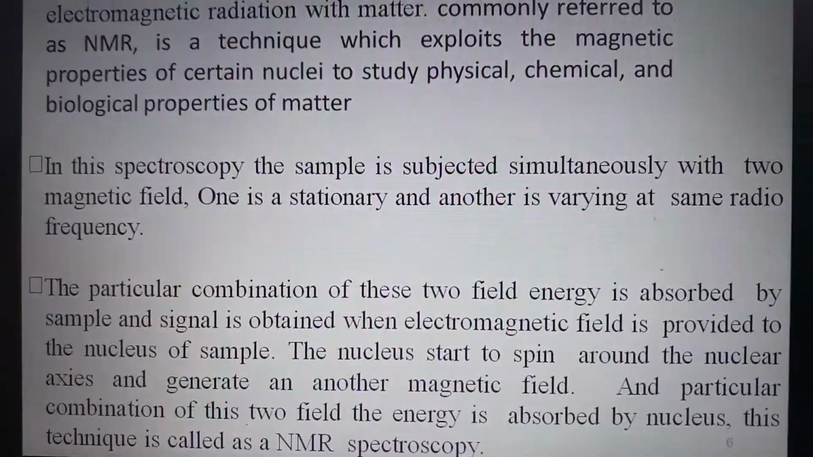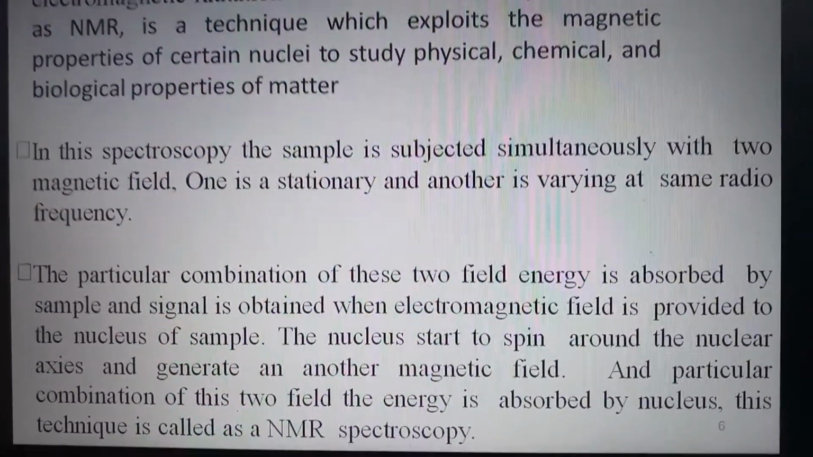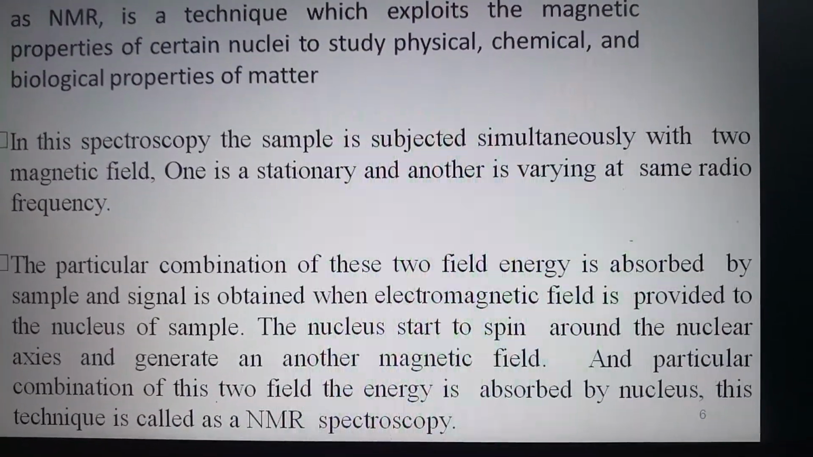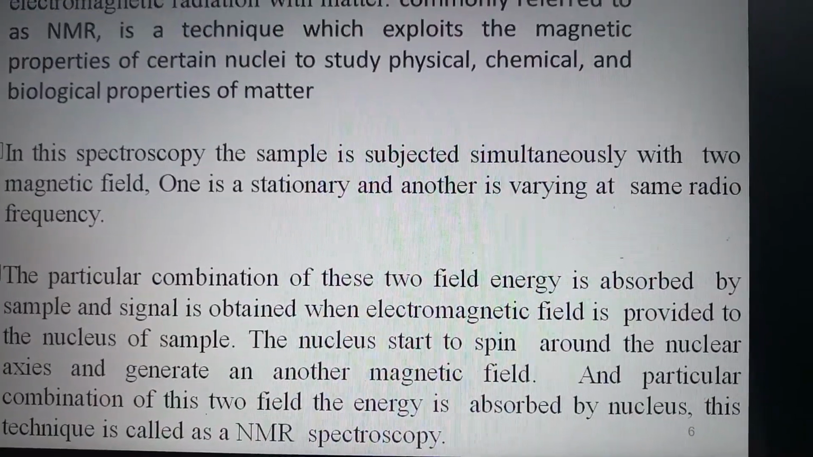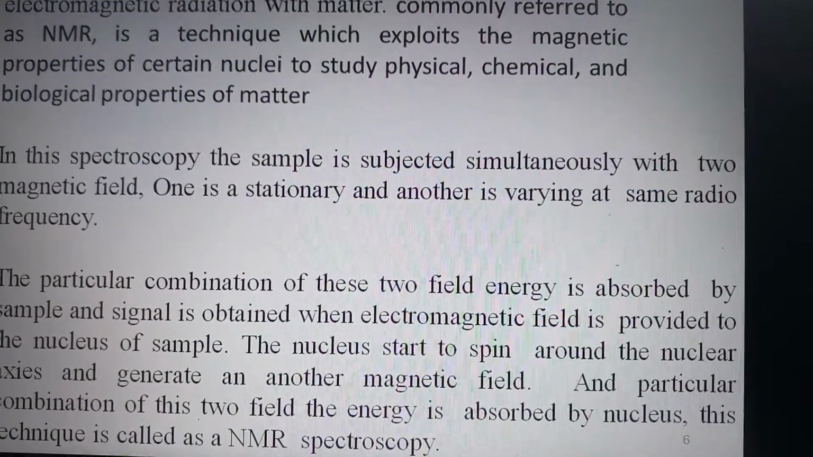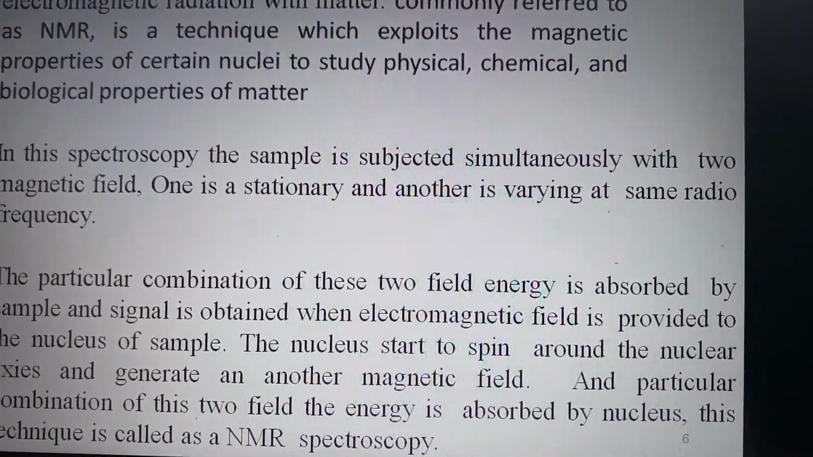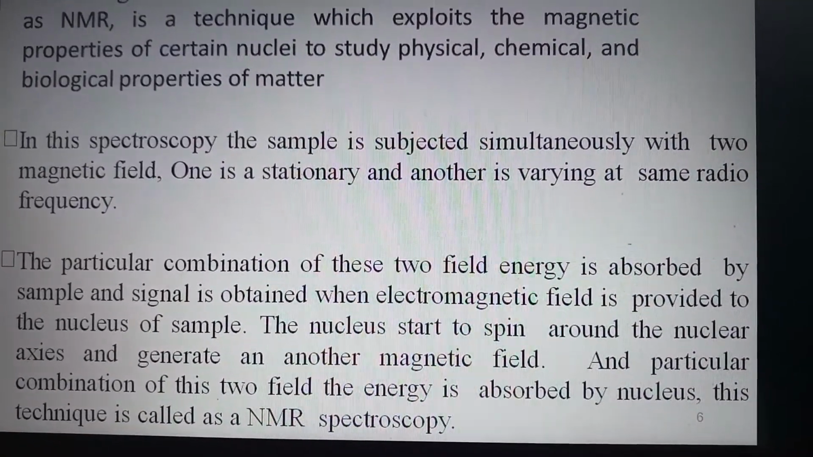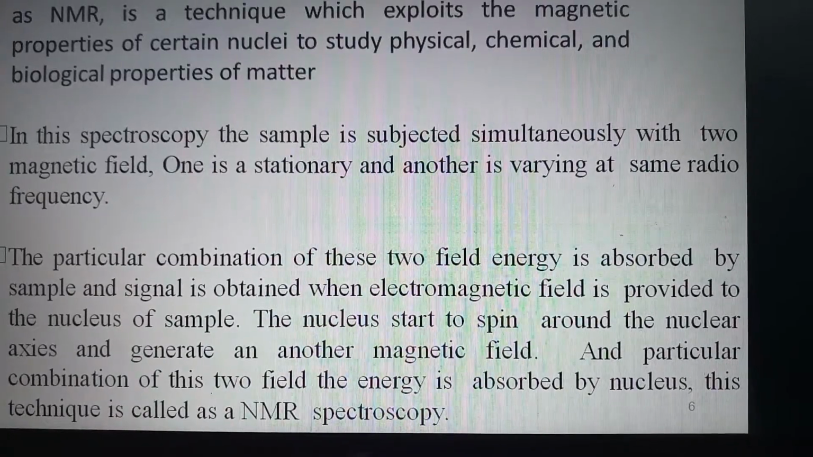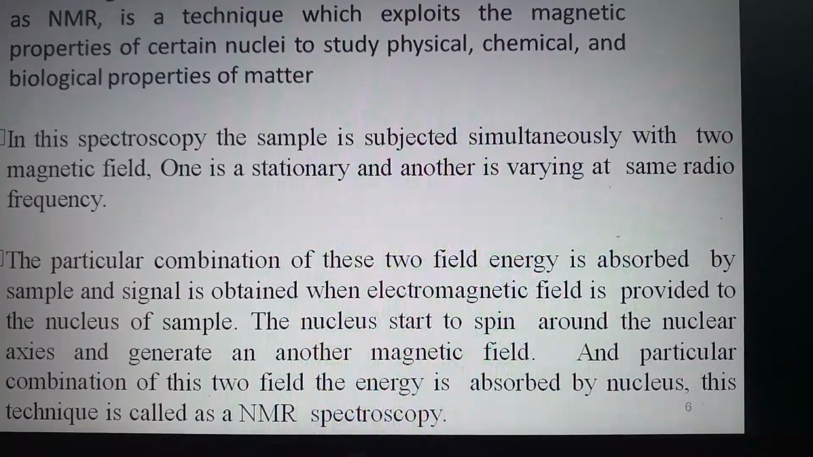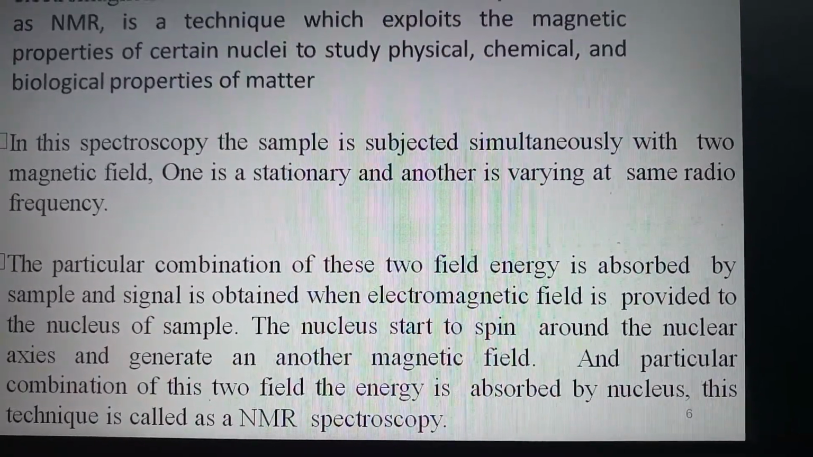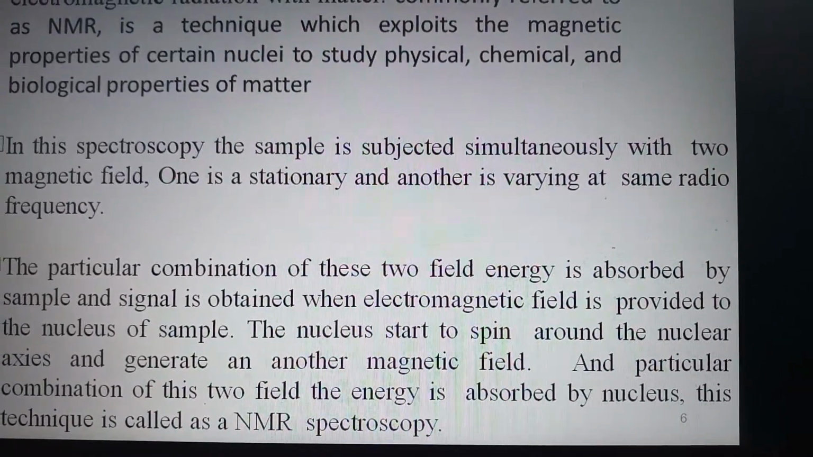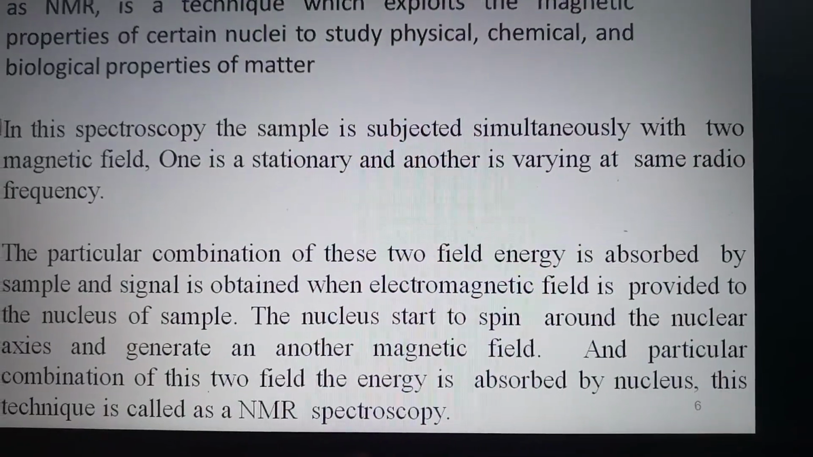For the particular combination of these two fields, energy is absorbed by the sample and a signal is obtained when the electromagnetic field is provided to the nucleus of the sample. The nucleus starts to spin around the nuclear axis and generates another magnetic field. For a particular combination of these two fields, the energy is absorbed by the nucleus. This technique is called NMR spectroscopy.